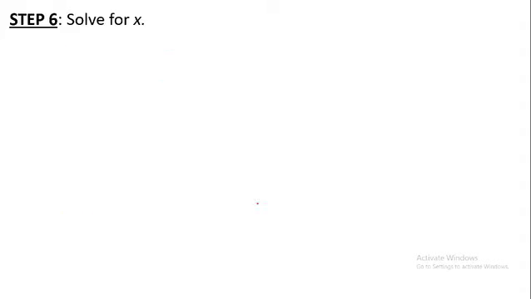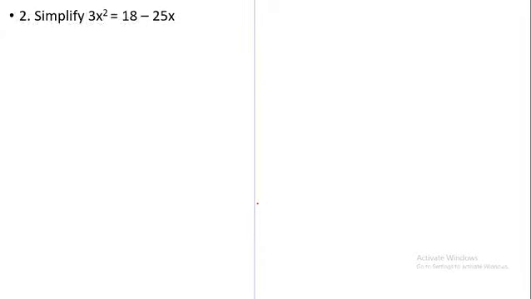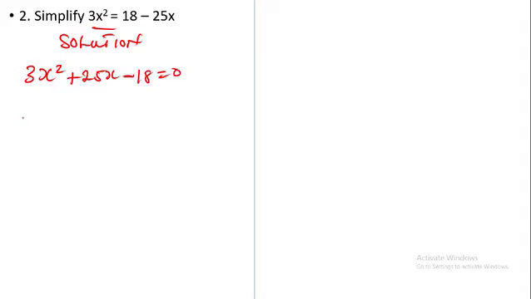Okay, example number 2. Simplify 3x² equals 18 minus 25x. The first thing we need to do is to arrange this in the quadratic form ax² + bx + c = 0. So by that we have 3x² + 25x. Remember, this 25 crossing over becomes a positive 25, then − 18 equal to 0.